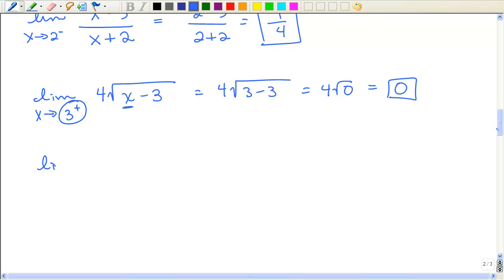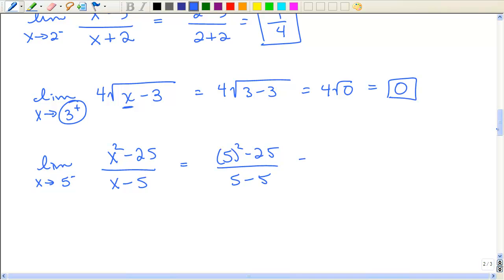Let's say I have the limit as x approaches 5 from the left, and I have x squared minus 25 over x minus 5. Well, let's see, if I just plug in my number, 5 squared minus 25 over 5 minus 5, I get 0 over 0, and that is that indeterminate form. So what can I do? Well, I can factor the top.